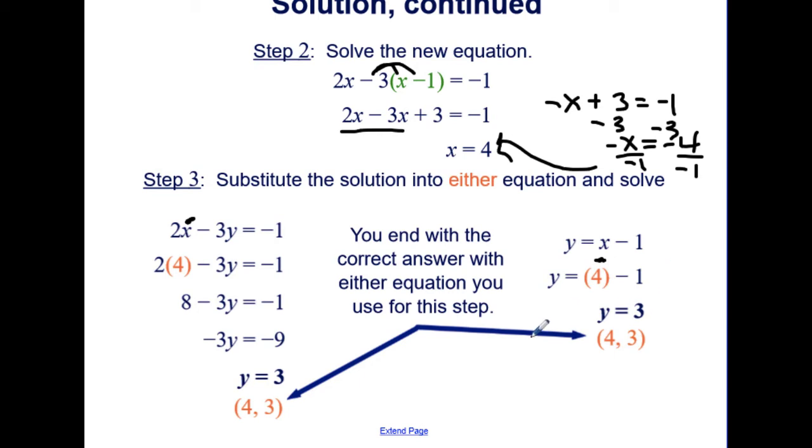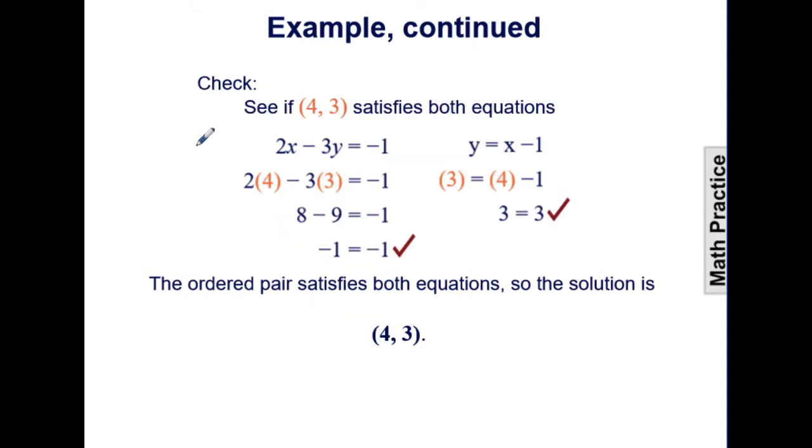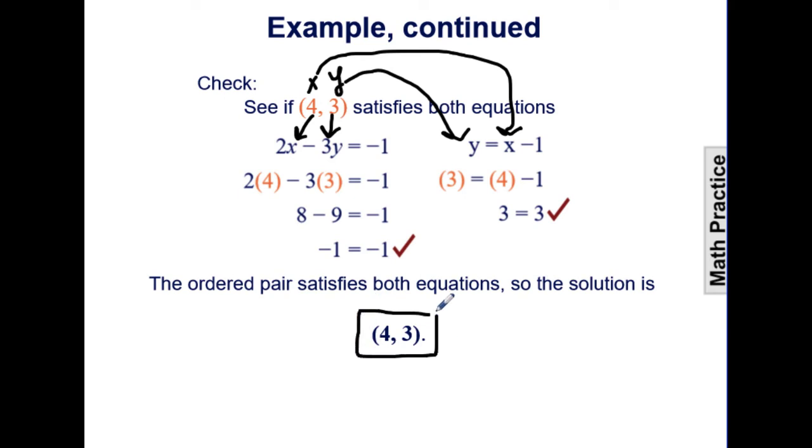So either will work, but it becomes clear that one of them is easier to solve since it was already set up for y. So x equals 4, and we see y equals 3. Together our solution is 4 comma 3. If we do our check where x equals 4 and y equals 3, and we substitute that into the first equation and into the second equation, we can see that it creates true statements for both. So that ordered pair satisfies both, and the official solution is 4, 3.